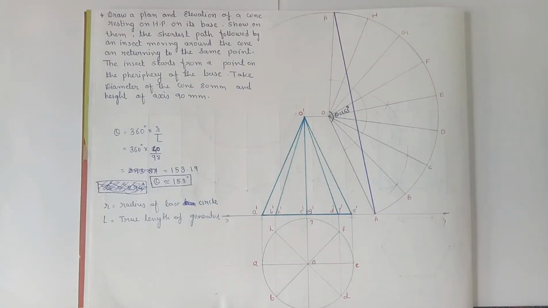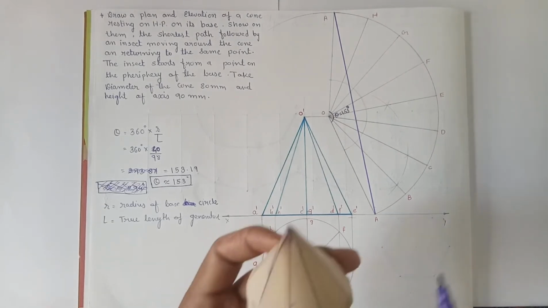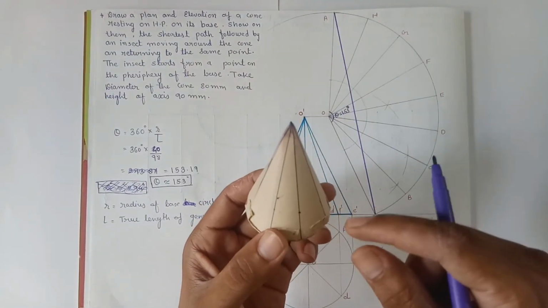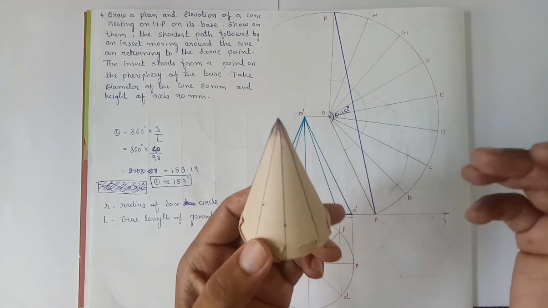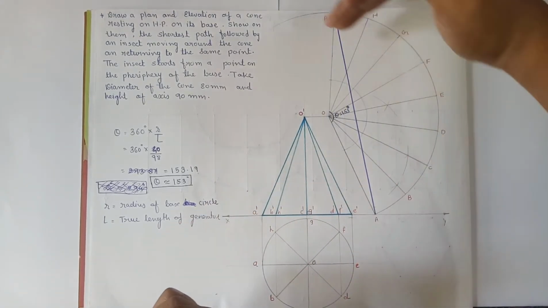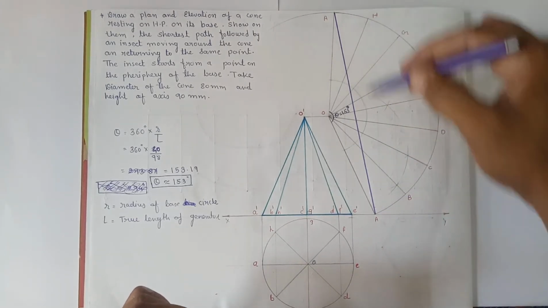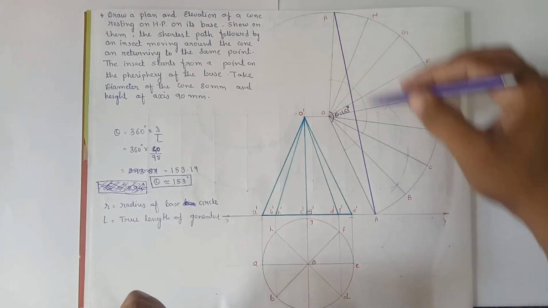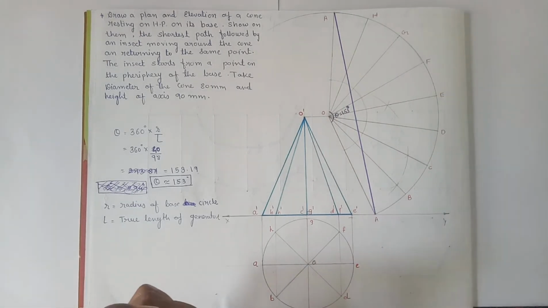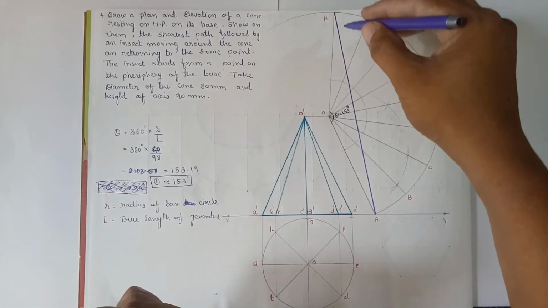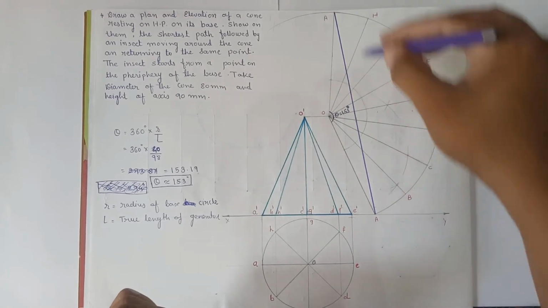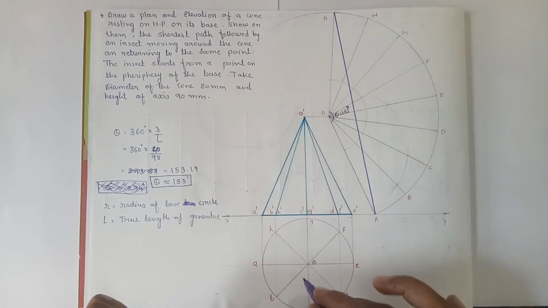So we can say that if an insect follows the shortest distance moving around the cone, then the distance will also be shortest in the development. So from the development we can see that from A to A will be the shortest distance of the insect to move around the cone. Now we have to draw this path on the elevation and plan.